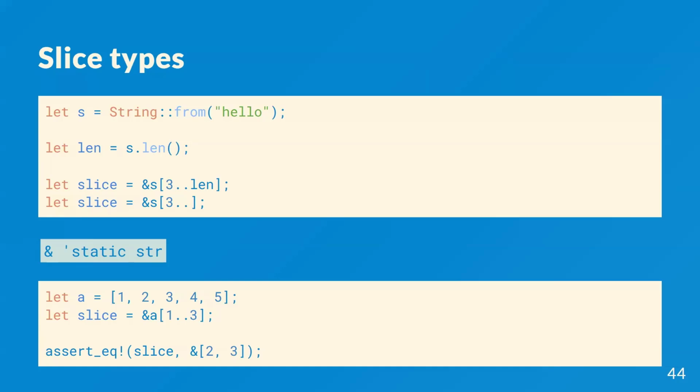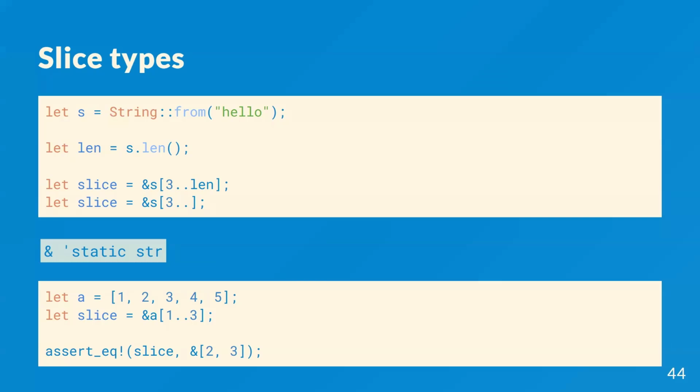In this case, on the first line here, let s = String::from("hello"). The "hello" is a static string slice, and I'm then using that to create a heap allocated string. And then on the next line, I'm doing let len = s.len(), which is on the String type. But then when I'm doing these slices, those are views into my heap allocated string, which I constructed from the static string, which was just existing in the static memory, the data bit of the binary.